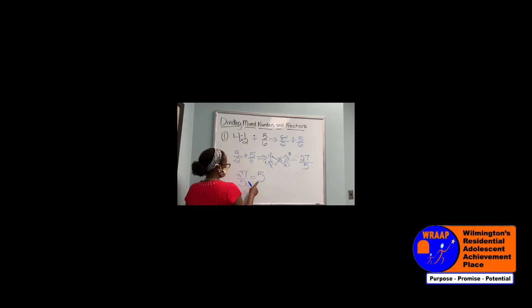Now, 5 times 5 is 25, so we can take that 25 from the numerator. Once we do that, 27 minus 25, how much is left over? You have 2 left over, and the denominator you keep the same, which will be 5. So your answer will be 5 2/5.